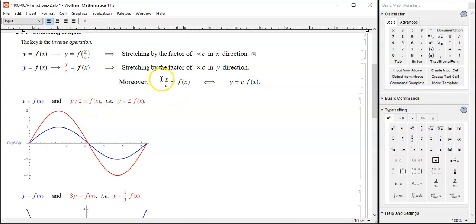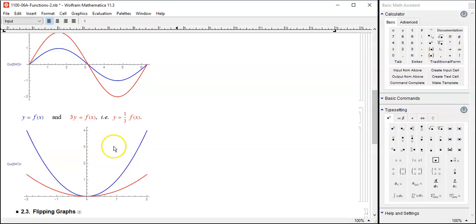And then once you have y over c is f of x, flipping c to the other side, we get y equal to c times f of x. In any case, the key is inverse operation. If I want stretching by a factor of c, I divide by c.